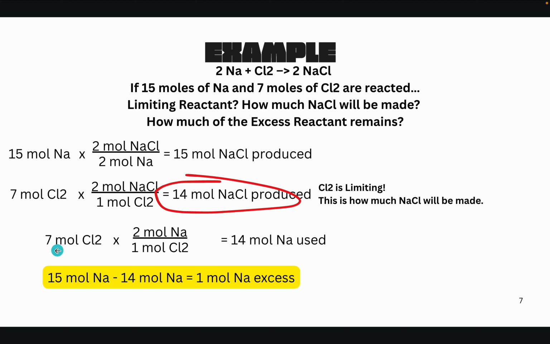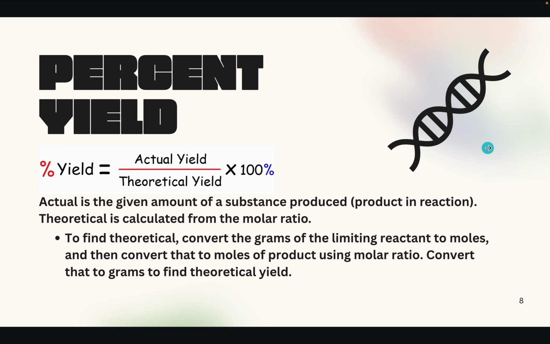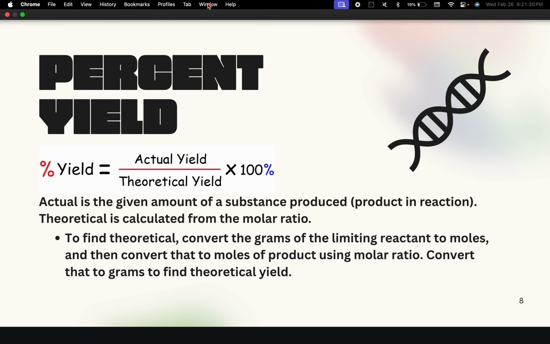So we convert this to the excess by putting 2 moles of Na on the top, which is what we want, and getting rid of the 1 mole Cl2. This is another molar ratio. I told you it was important. 7 times 2 divided by 1 is 14 moles sodium used. Sodium, remember, was the excess reactant, and Cl2 was limiting. But we used 14 moles of sodium, right? But they gave us 15. So we would just do a simple subtraction problem and find we have 1 mole sodium remaining. Got that? Good. Finally, we got percent yield.